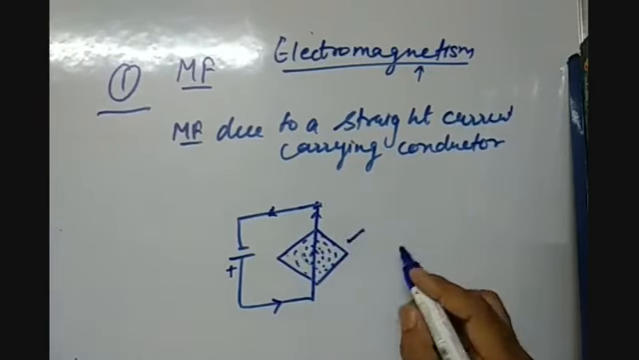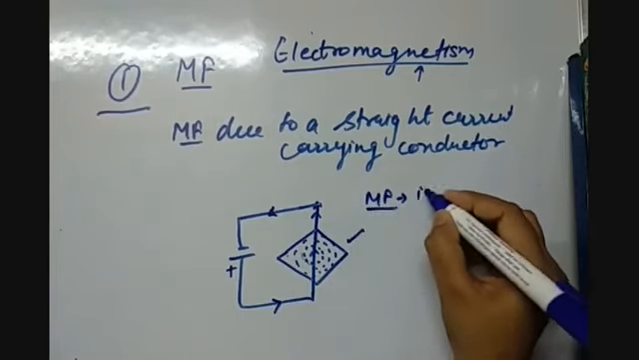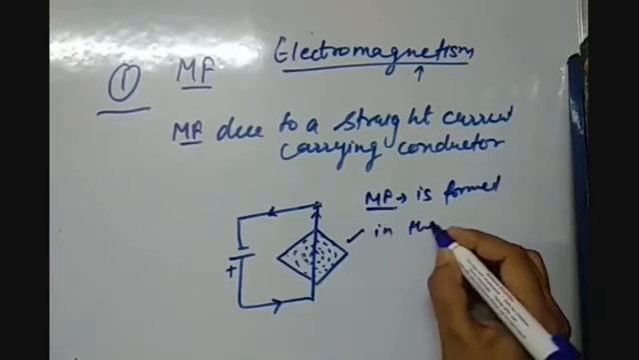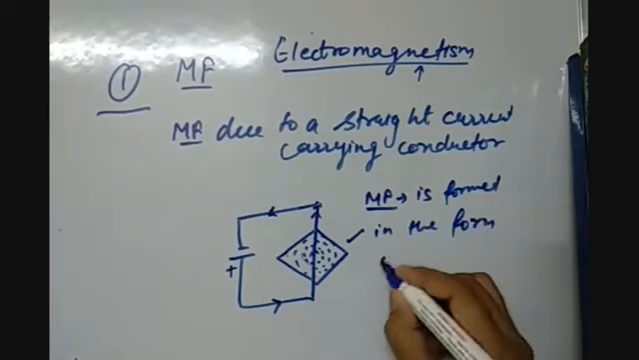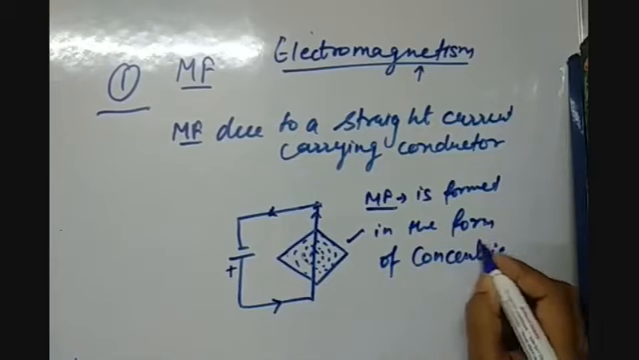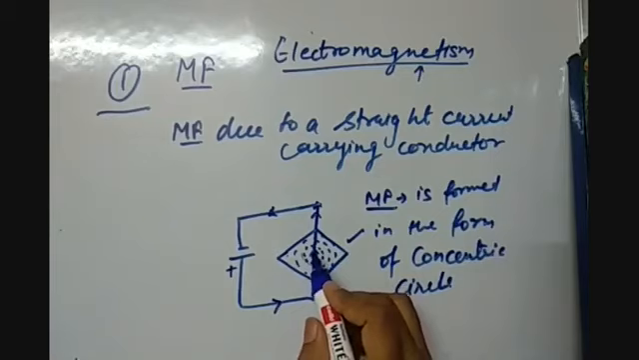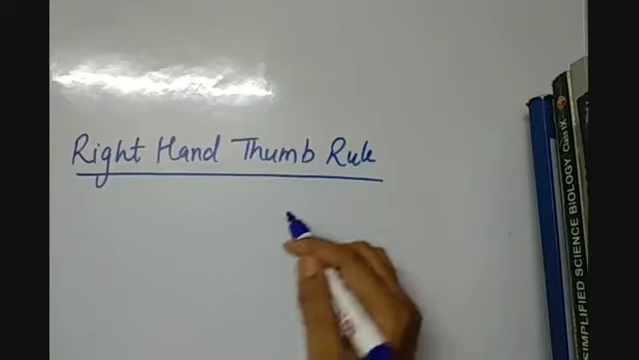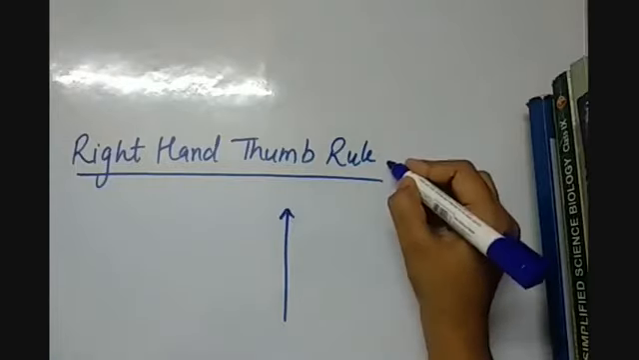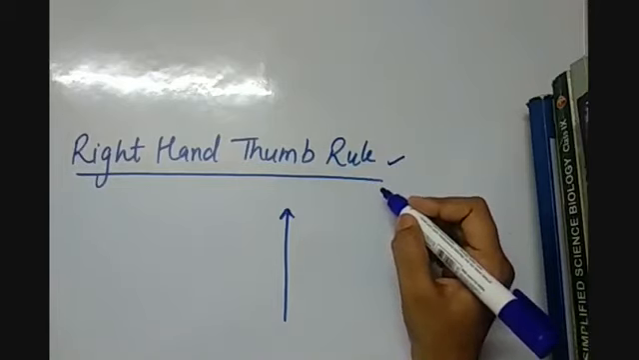So that concludes that the magnetic field is formed in the form of concentric circles having the conductor as the center. To find out the direction of the magnetic field around a straight conductor, we use the right hand thumb rule. This rule is also called the right hand grip rule.